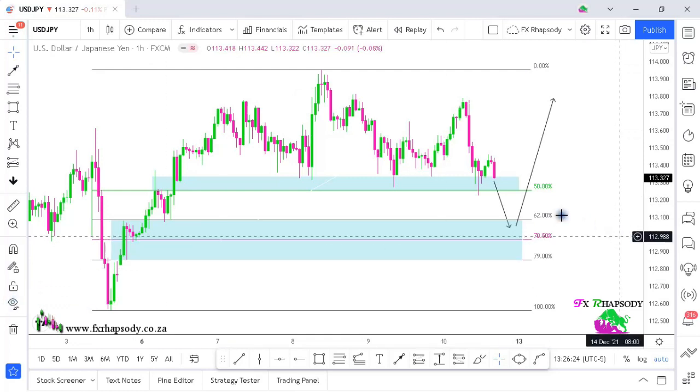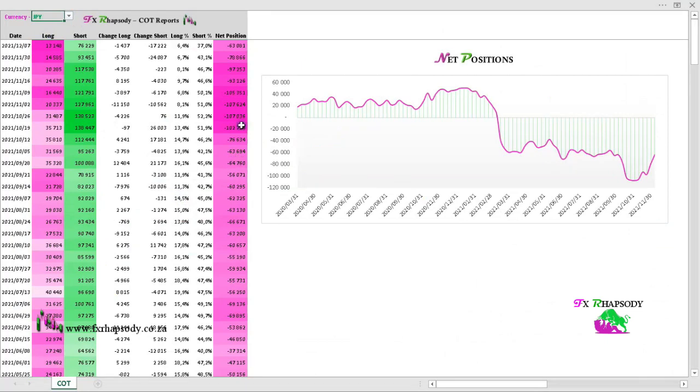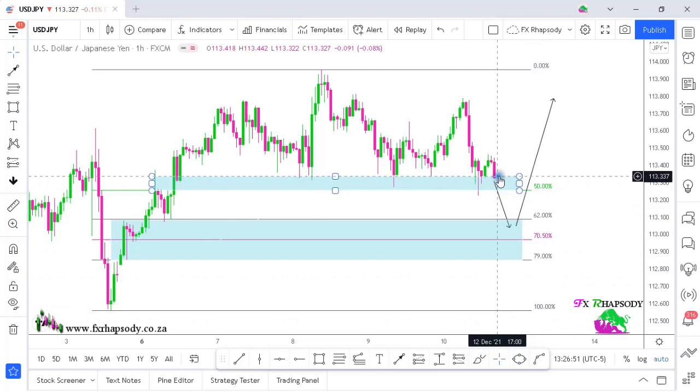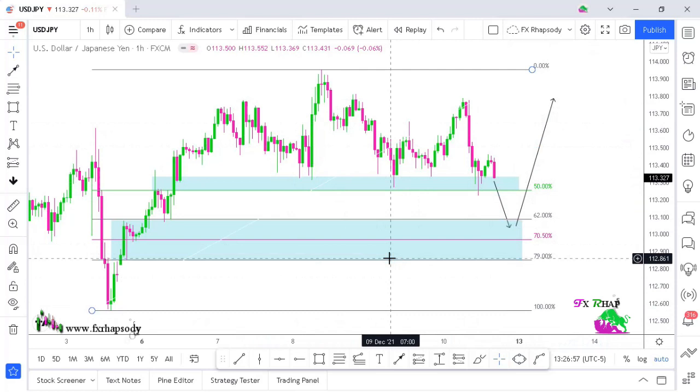Now, looking at the COT reports, Japanese yen. So we can see that Japanese yen is getting stronger in a net position side of things. So lots of shorts being closed. There's some longs being closed as well. So it's not necessarily the case that we're going to see price being pushed down drastically because of the yen getting stronger. So maybe some more consolidation coming. But let's have a look at what's going to happen this week.